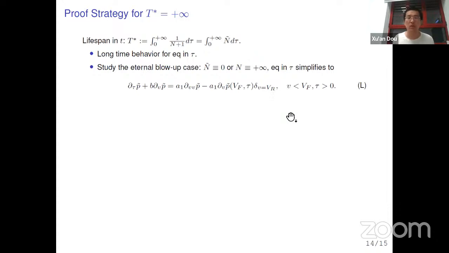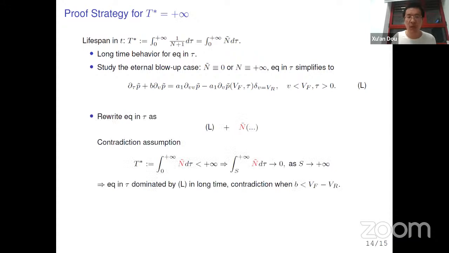I will first give a detailed study for this equation. And then, for the general case, we can rewrite the equation in tau as the equation L with some terms involving N tilde. Suppose T star is not infinity, and we will get a smoothness of N tilde in the long term. So this infinite interval is finite. So this term will go to 0 as time evolves. And then the long time behavior of the equation in tau will be dominated by the equation L. And then we can give a contradiction when the B is less than that crucial value.